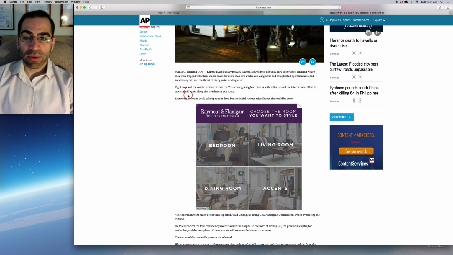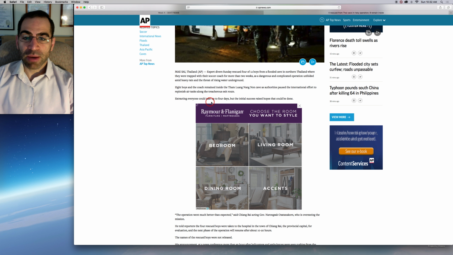Now let's talk about the actual nut graph here, which is these 2 sentences, 2 paragraphs. You could have made them one. Some nut graphs are sometimes just 1 paragraph, and you probably could have combined these 2, but here we go. So let's go into the nut graph. 8 boys and the coach remained inside the, I'm going to say this wrong, Tham Luang Nang Non cave as authorities paused the international effort to replenish air tanks along the treacherous exit route.